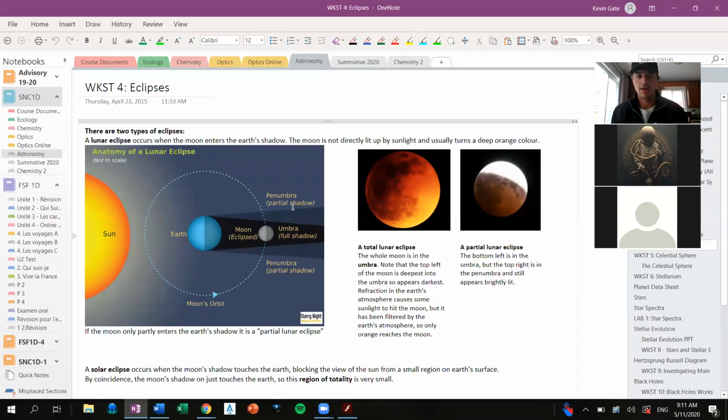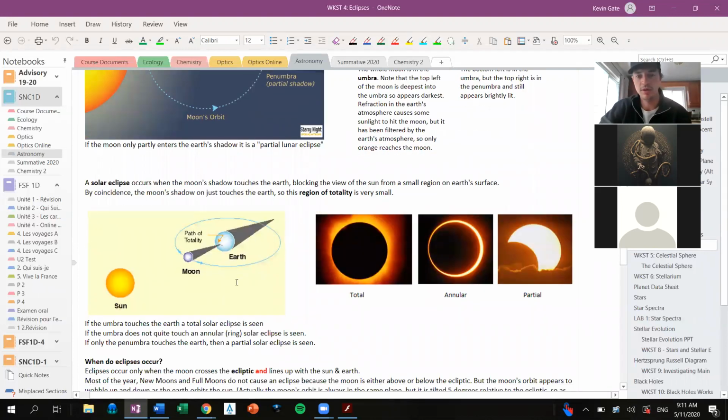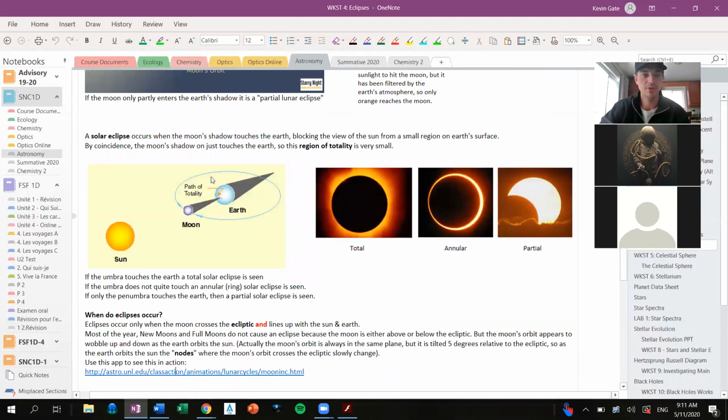So if the moon is in the penumbra, we get what's called a partial lunar eclipse. If the moon is in the umbra, we get a full lunar eclipse. And the same thing can be applied to the moon with respect to a solar eclipse. So when we're experiencing a solar eclipse, the sun and the moon are on the same side of the Earth, and we have this path of totality here, meaning the areas in which that total umbra of the moon will reach and touch Earth.